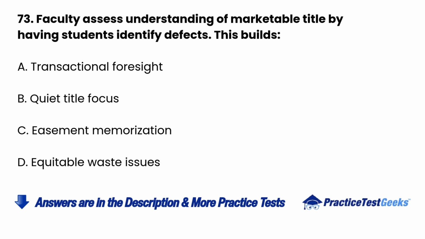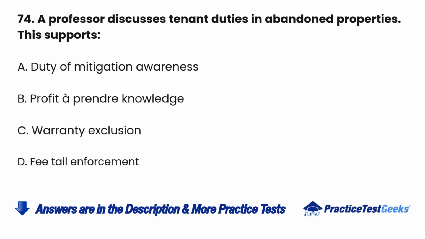73. Faculty assess understanding of marketable title by having students identify defects. This builds A. Transactional foresight. B. Quiet title focus. C. Easement memorization. D. Equitable waste issues.